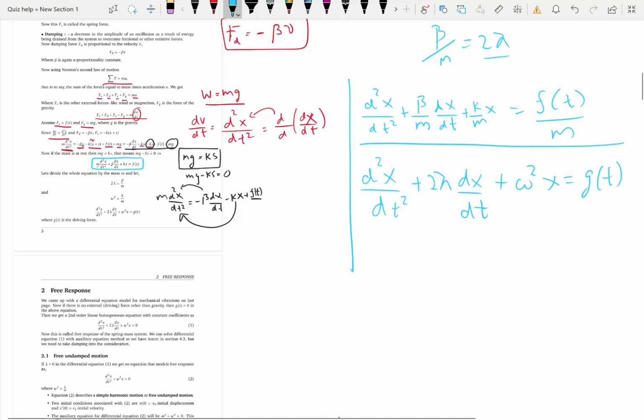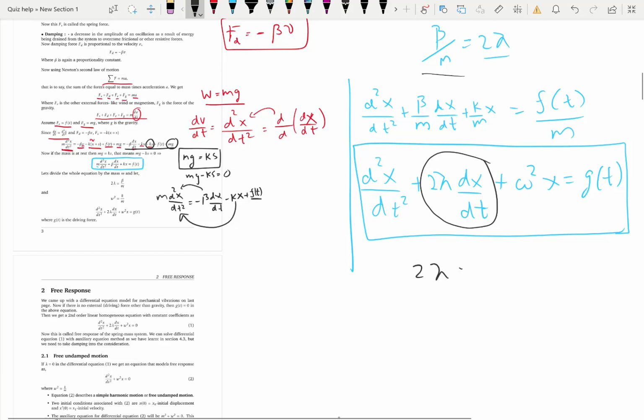Okay, this is the model for the motion of a spring mass system. Now, a final note: this second term here, 2 lambda times dx over dt, what does it model? Lambda is actually beta over m, right? Now what is beta? It has something to do with damping. Beta is the damping coefficient. So really this 2 lambda times dx over dt is what takes care of damping. Okay, and w squared times x is what takes care of what happens with Hooke's law, the stretch. Okay, and g is the driving force.